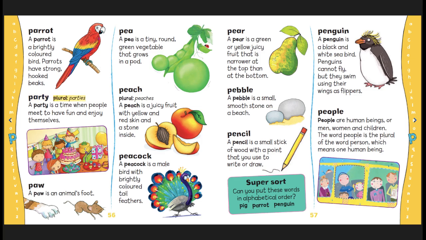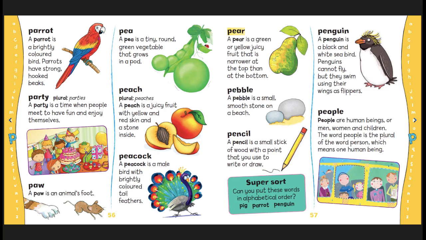Party, plural, parties. A party is a time when people meet to have fun and enjoy themselves. Paw. A paw is an animal's foot. Pea. A pea is a tiny round green vegetable that grows in a pod. Peach, plural, peaches. A peach is a juicy fruit with yellow and red skin and a stone in the middle. Peacock. A peacock is a male bird with brightly coloured tail feathers.